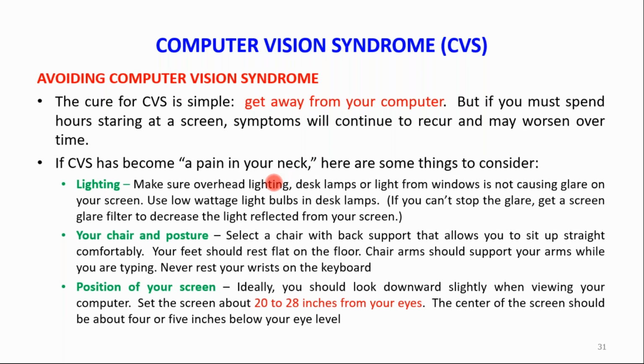So if you are suffering from the CVS and it has become a pain in your neck, here are some things to consider. That is lighting, your chair and posture, position of your screen, and some other things.